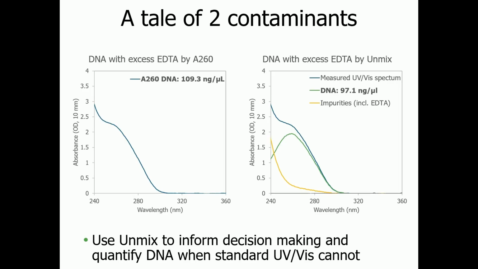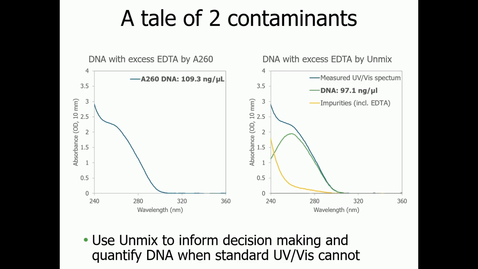For a second example, we have DNA that's in TE buffer that has way too much EDTA, 5.5 millimolar instead of the more typical 0.5 or 1 millimolar. Now, this is something that's probably more common to have happen at a core facility where people might not know exactly how to prepare their elution buffers, but of course mistakes can happen anywhere.